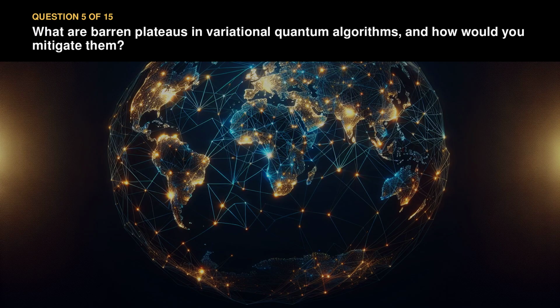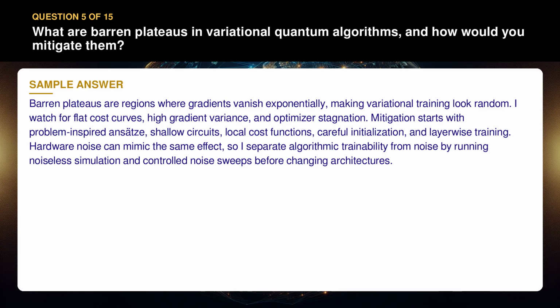Question 5. What are barren plateaus in variational quantum algorithms, and how would you mitigate them? Barren plateaus are regions where gradients vanish exponentially, making variational training look random. I watch for flat cost curves, high gradient variance, and optimizer stagnation. Mitigation starts with problem-inspired ansatzes, shallow circuits, local cost functions, careful initialization, and layer-wise training.